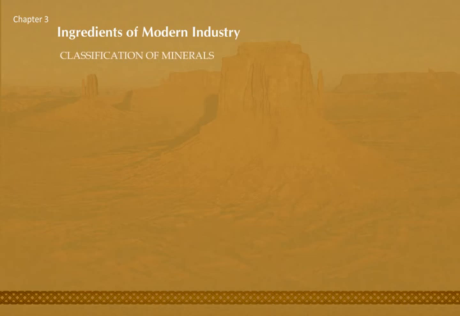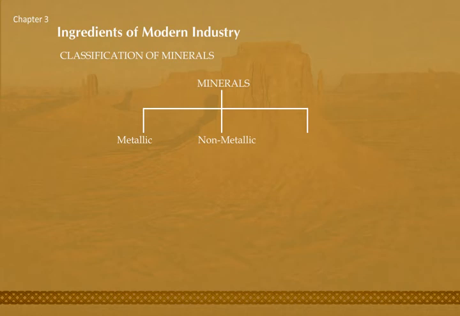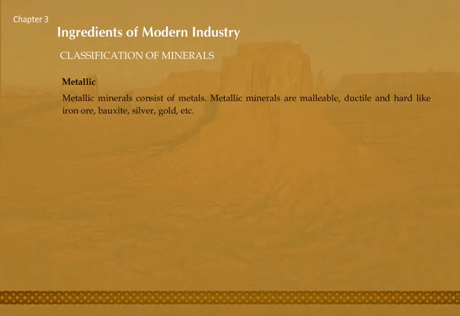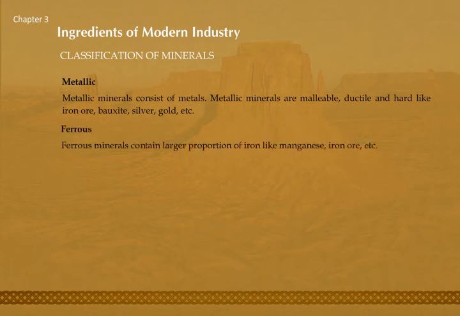Classification of minerals. Minerals: metallic, non-metallic, mineral fuels, ferrous, non-ferrous, coal, petroleum, natural gas. Metallic minerals consist of metals. Metallic minerals are malleable, ductile, and hard like iron ore, bauxite, silver, gold, etc. Ferrous minerals contain larger proportion of iron like manganese, iron ore, etc.